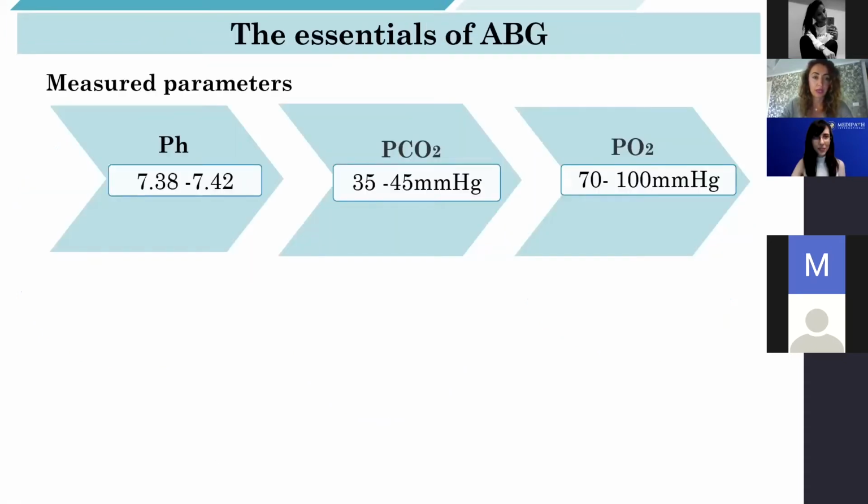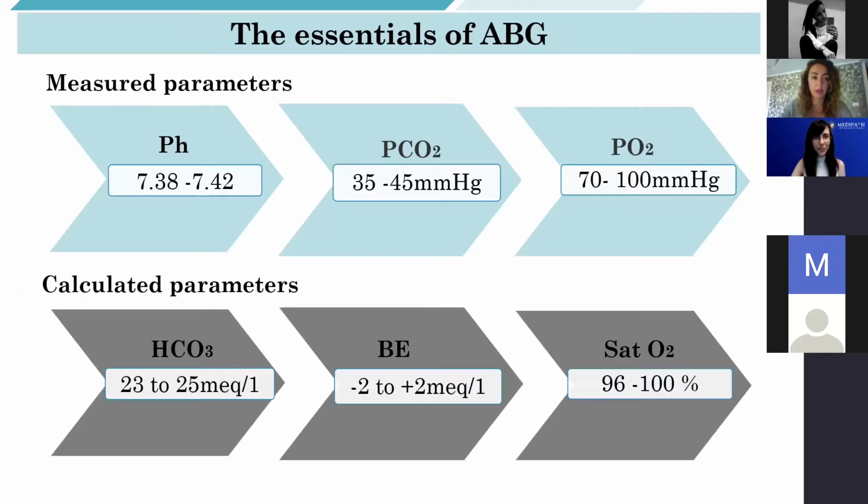When you look at the arterial blood gas, you can see that you have measured parameters and calculated parameters. In the measured parameters, you have the pH, which is showing you the acid-base status of the patient, and normal value is 7.38 to 7.42. You have the partial pressure of carbon dioxide, which is normally 35 to 45 millimeters of mercury. And you have the partial pressure of oxygen, which normally is 70 to 100 millimeters of mercury.